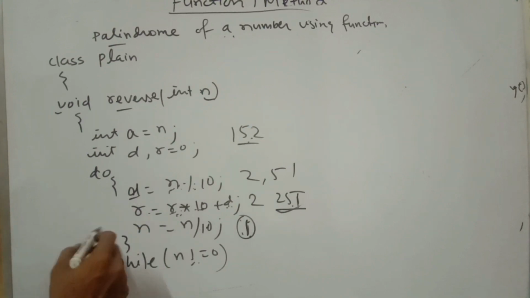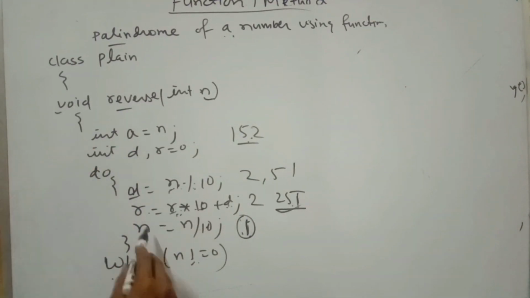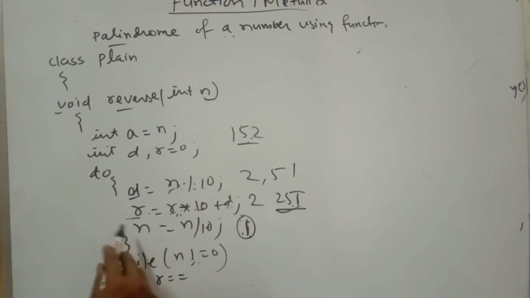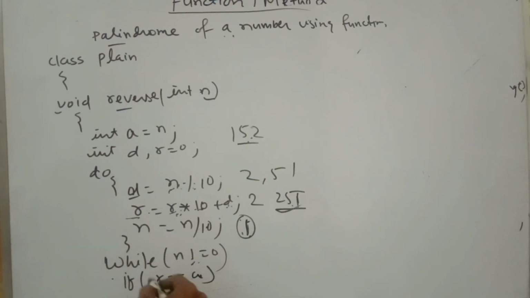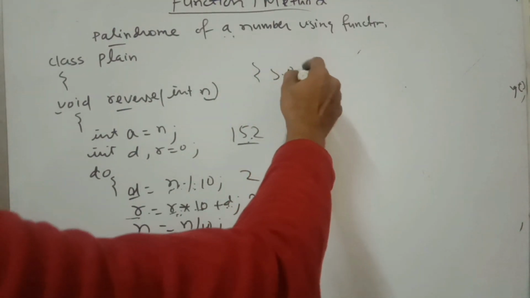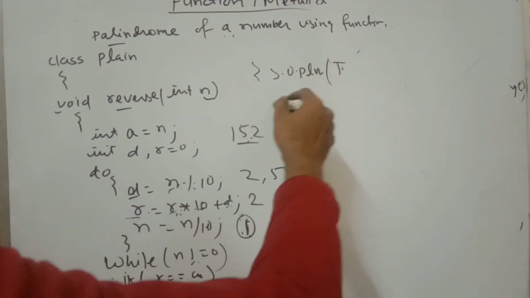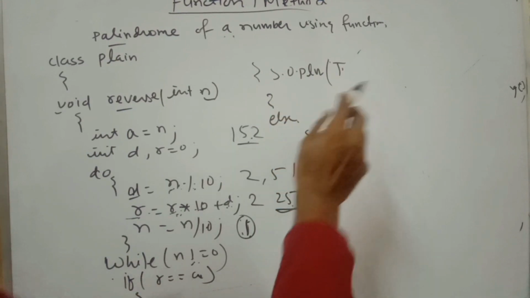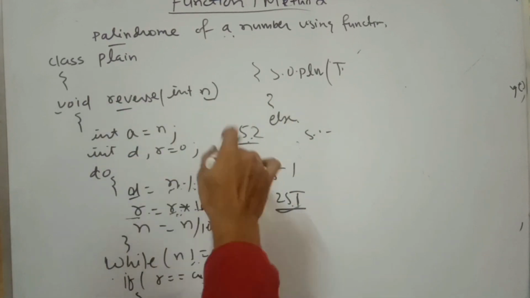Now, because here there is no return, here we compare r with a. So if r equal to a, then you write SOPLN, System.out.println, it's a palindrome number, and else SOPLN, it is not a palindrome number. Now this is inside your function, so close the function.